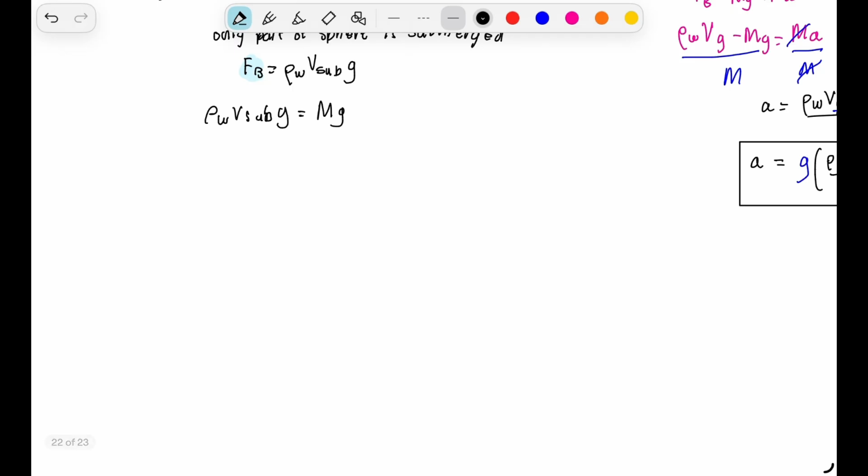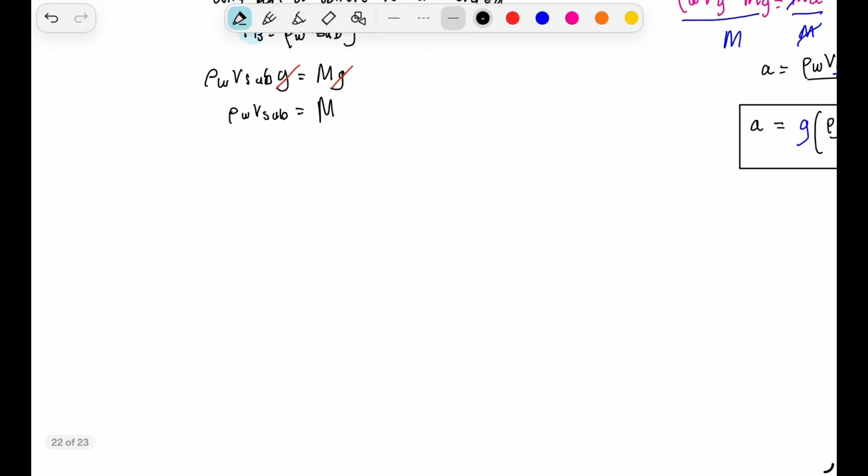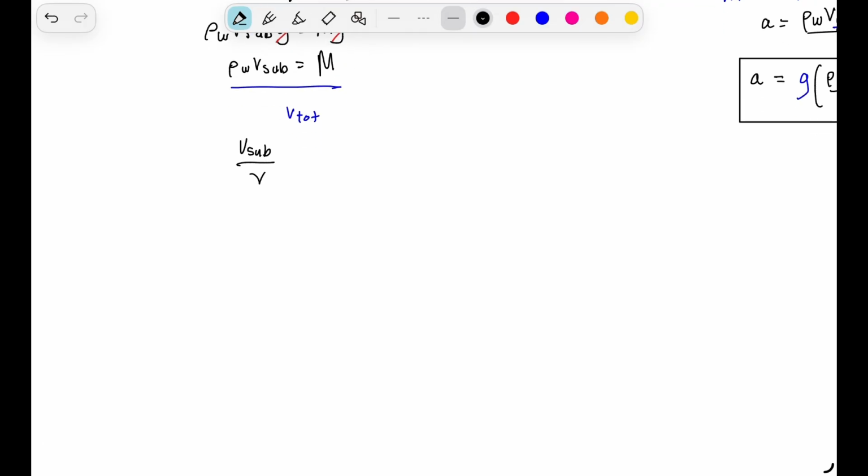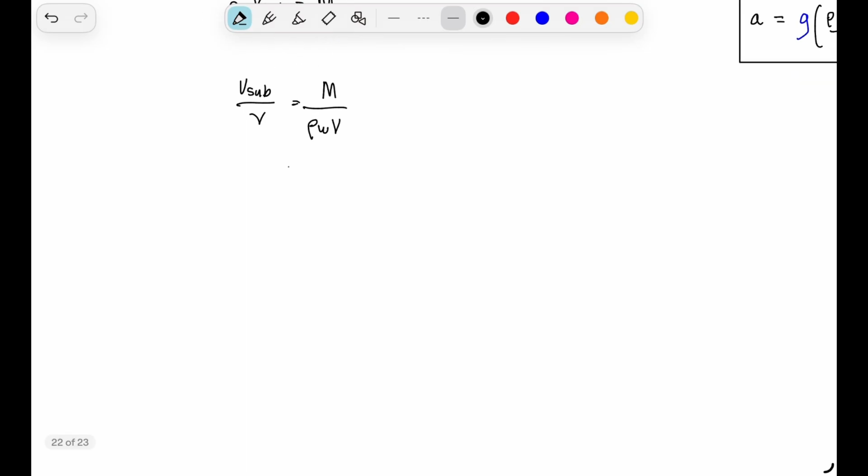Okay. So you can cancel out G on both sides because you see that there. Times M, and then you can divide by your total volume. So you get your V portion that's submerged over V is equal to M over rho V. And that's your final expression.